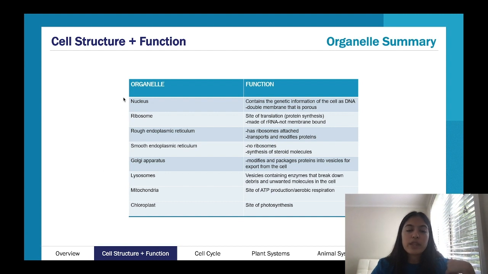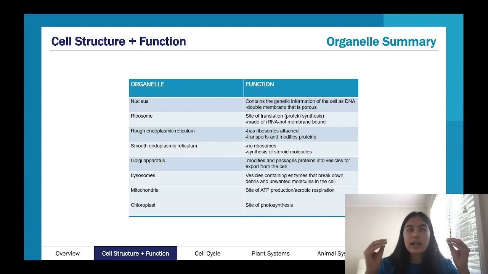So nucleus, really important. We're thinking about the house of our DNA, so our genetic information. Ribosomes, we're thinking really important for protein production. Again, you'll learn about the really nitty-gritty details of protein production a little bit next year. So our endoplasmic reticulums, we're thinking here like packaging and transport. So you can see here, it's got modification as well of our proteins.